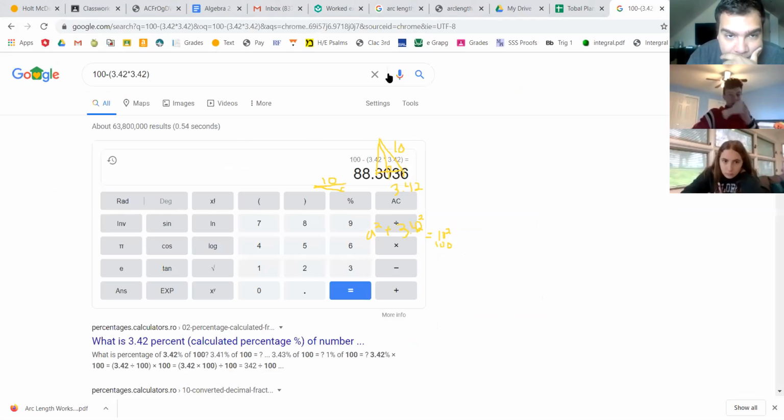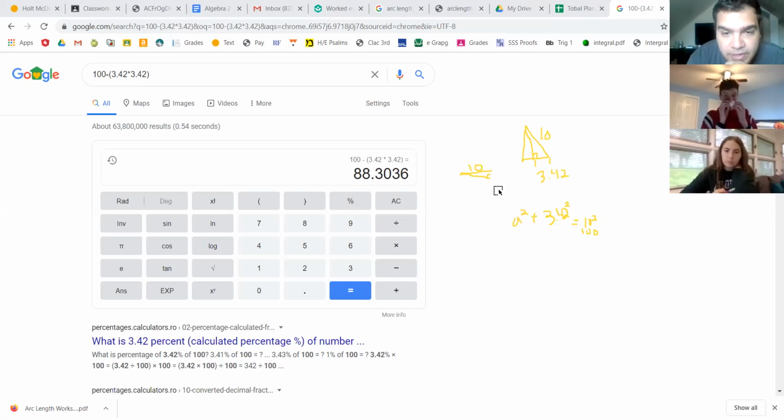So all of that, let me move this all over here. All of that, when I subtract it, is 88.3036. Okay? But that's not A. What do I have to do? That equals A squared. So what do we have to do to both sides?